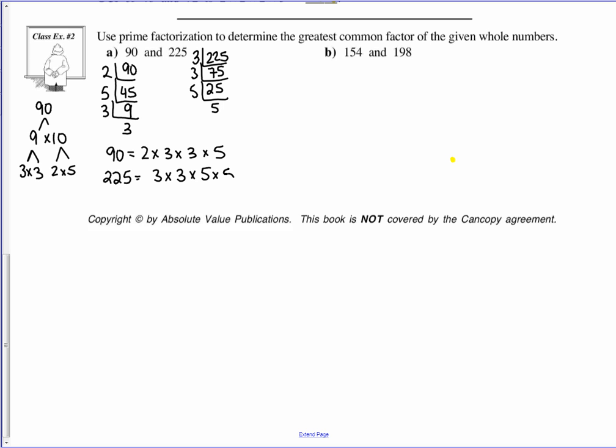So let's find the GCF. What would the GCF be? What's in common in both sets? They both have two 3's and 1 5, right? That's what they have in common. So the GCF would be 3 times 3 times 5. That's what they have in common. Which is, you said 75? 45. That makes sense. That would be your GCF.